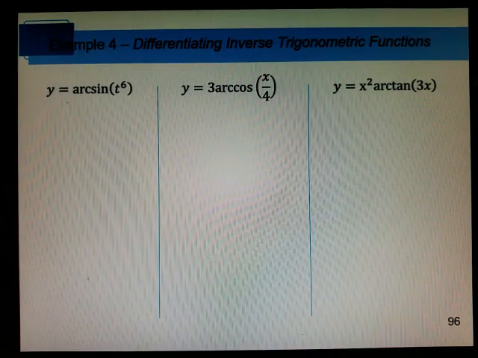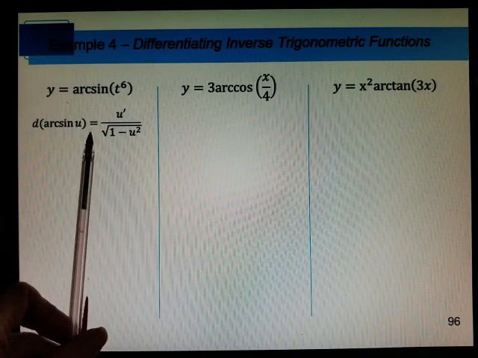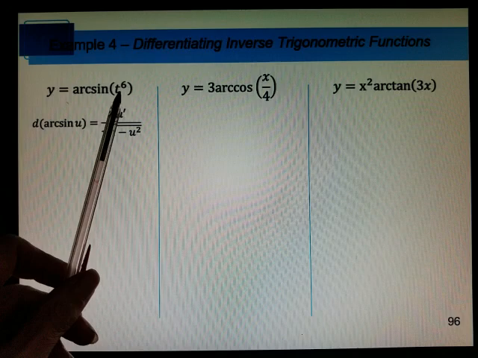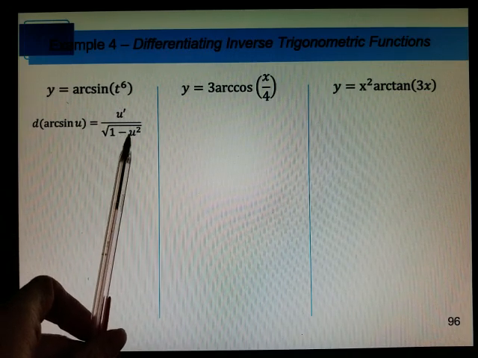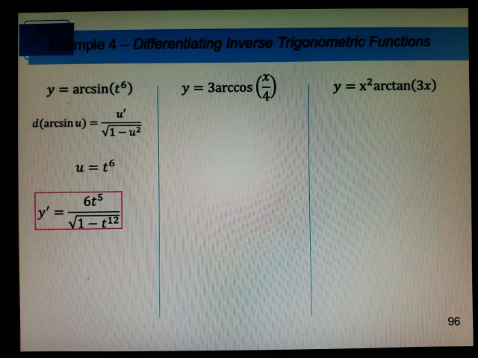Now let's use them. All right, so the derivative of the arc sine of t to the 6th. So on that pink sheet, this is going to be the u prime, which in that case, my u is t to the 6th. So that would be 6t to the 5th. Square root 1 minus t to the 6th squared would be t to the 12th. That would be my answer.